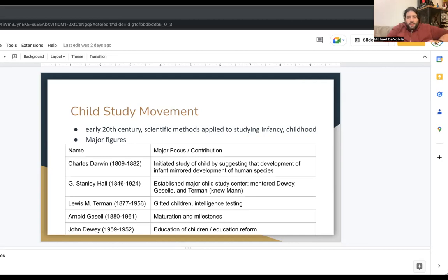But you have the rise of the child study movement with individuals like G. Stanley Hall, Lewis Terman, Arnold Gesell, and John Dewey. Stanley Hall establishes a major child center. He mentored John Dewey, Gesell, and Terman. He also knew Horace Mann. He knew him directly.